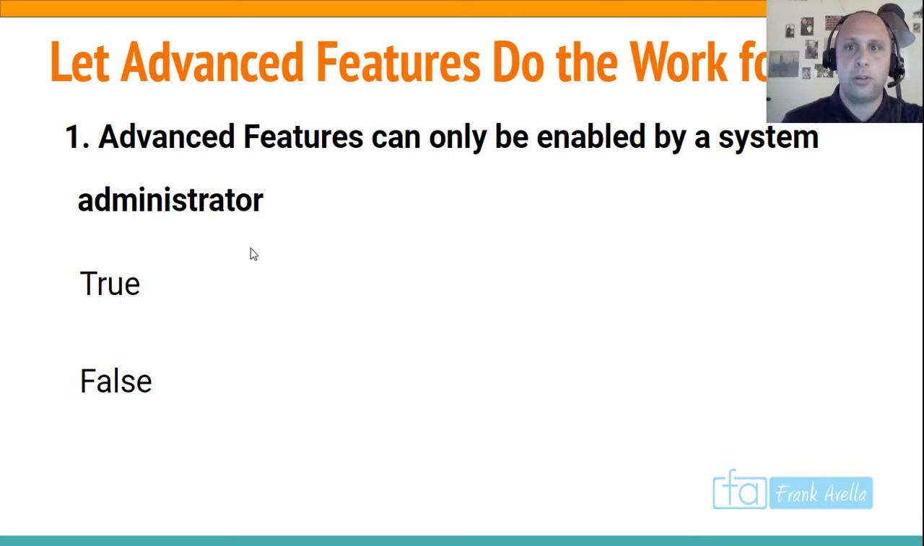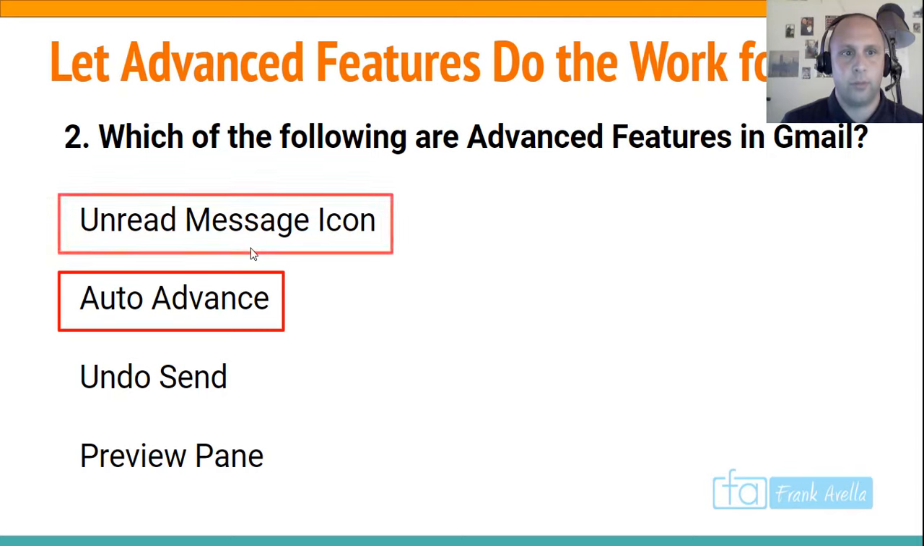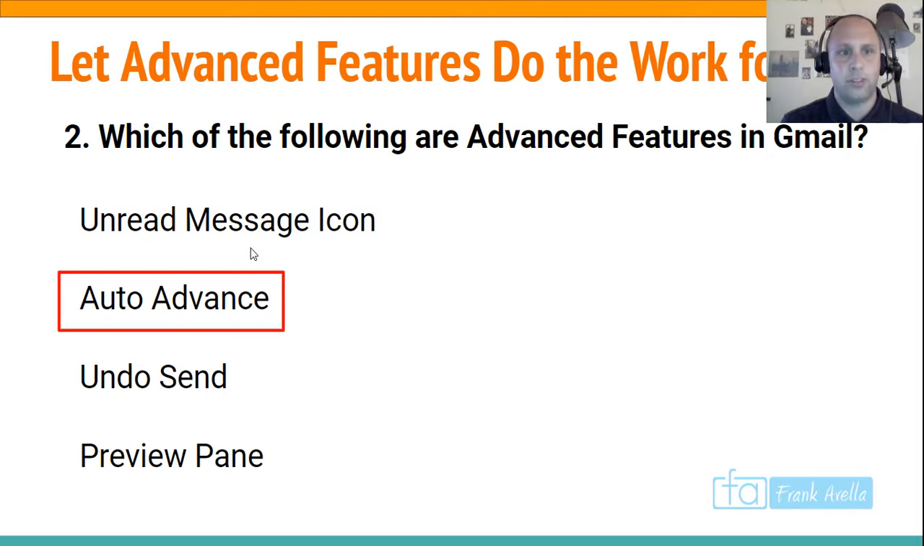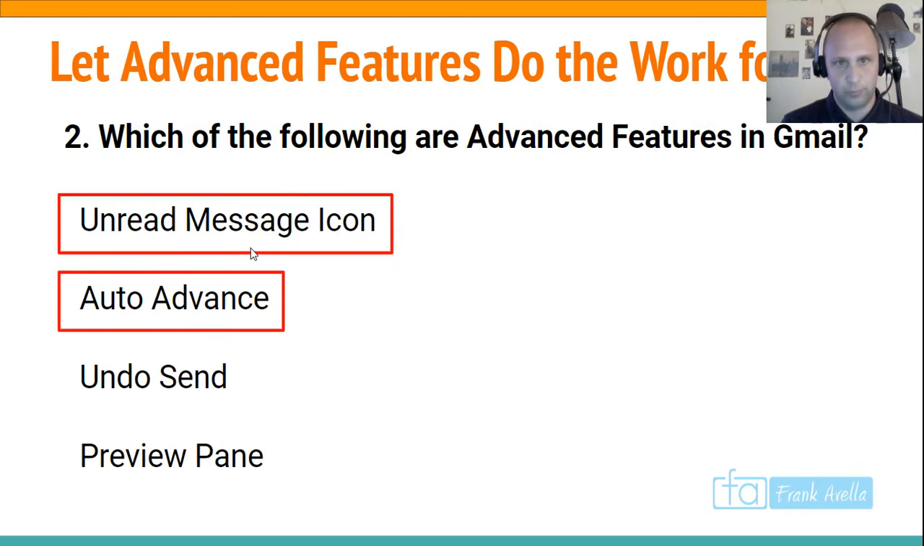Advanced features can only be enabled by a system administrator. False. You could do it on your own. You can do it right now. Which of the following are advanced features in Gmail? Auto advance, unread message icon. Those two. And you can go in and check it out.